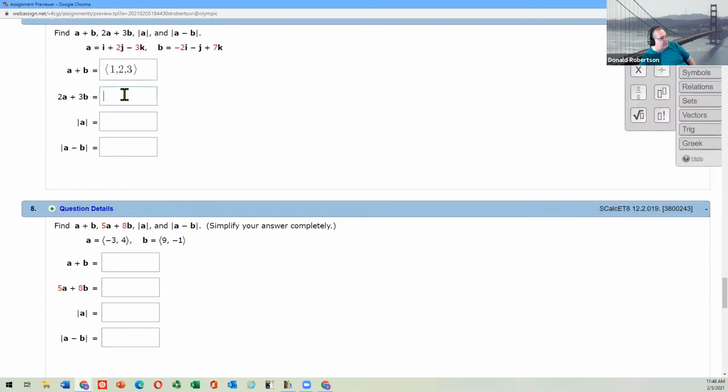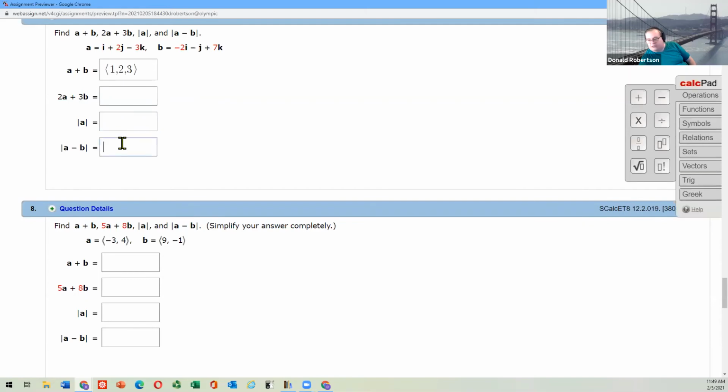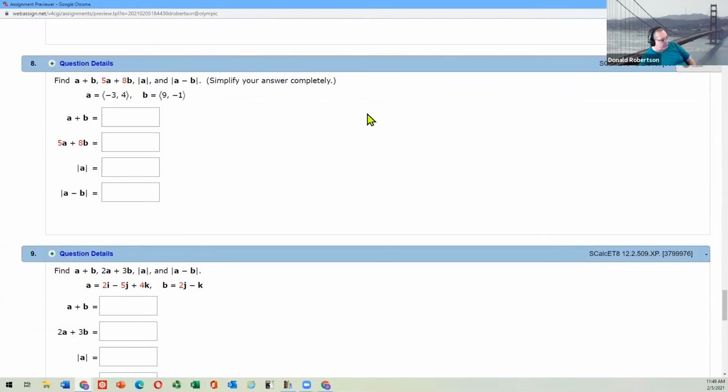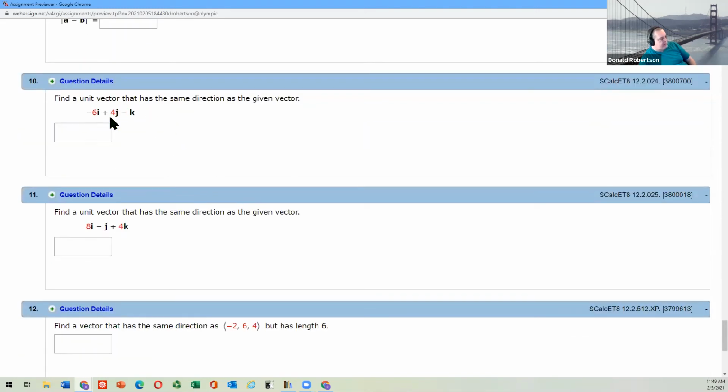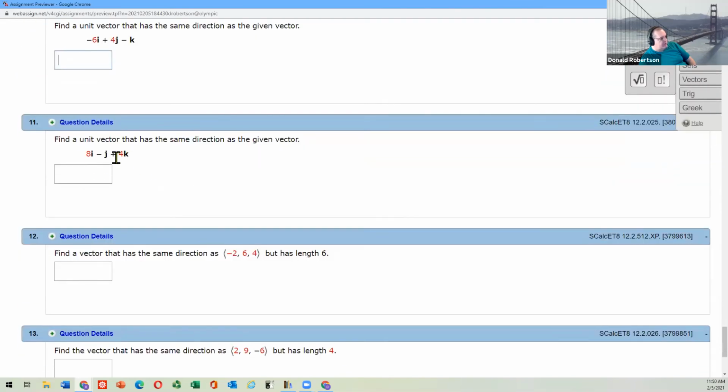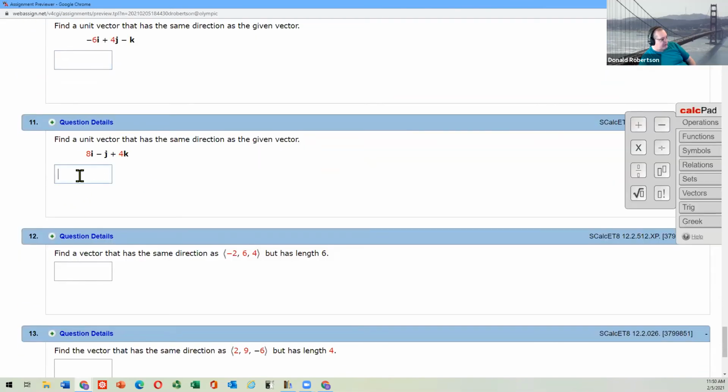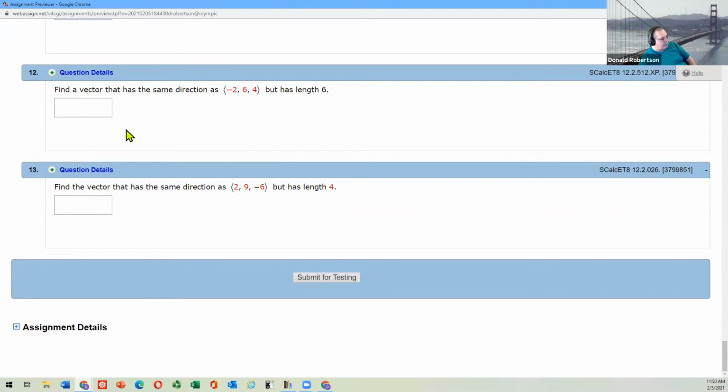And do you recognize linear combinations and magnitudes? We've covered that. Another bunch of questions, same idea. Here is a vector, find the unit vector. Oh, I forgot about this one.